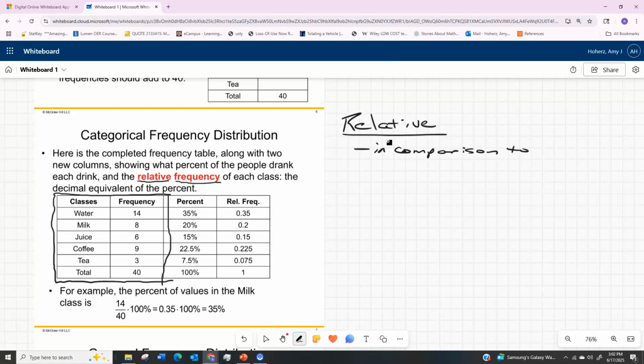So if we think about what a relative frequency is, it is in comparison to the whole.